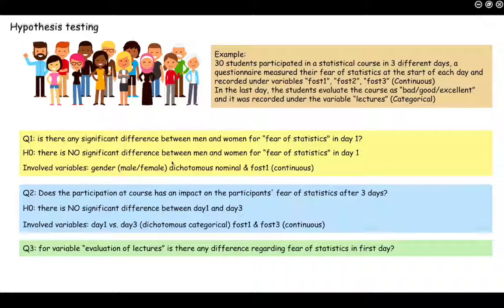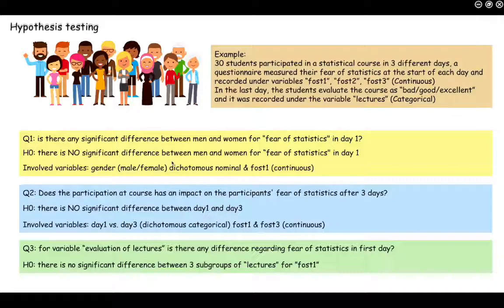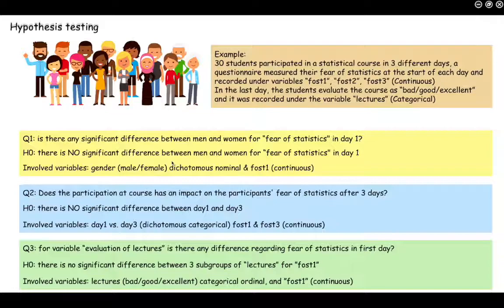For this third question, we have the null hypothesis that there is no significant difference between the 3 subgroups of lectures: the people who evaluate the lecture as bad, the people who evaluate the lecture as good, and the people who evaluate the lecture as excellent. We made 3 different groups, and we want to check the fear of statistics in these 3 groups. So the involved variables will be lectures and FOST1.